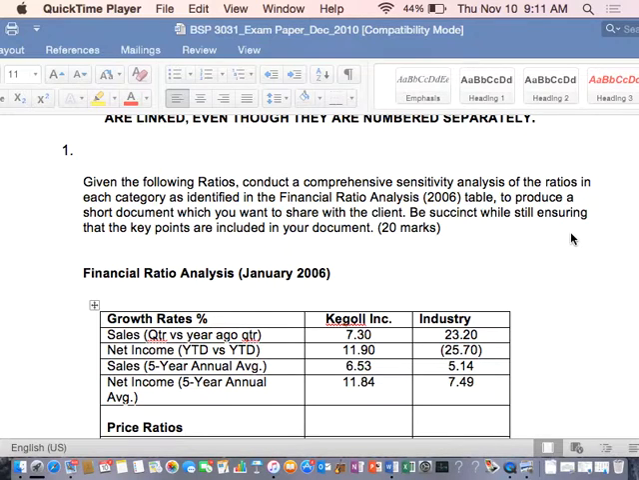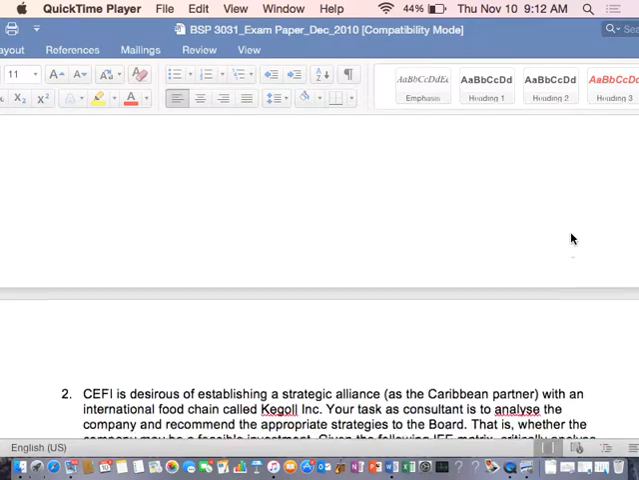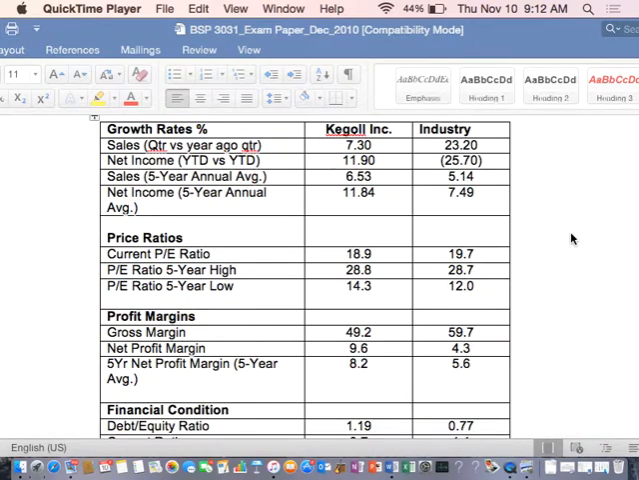So it says, given the following ratios, conduct a comprehensive sensitivity analysis of ratios in each category as identified in the financial ratio table to produce a short document which you want to share with the client. So you're a consultant. Be succinct while still ensuring that the key points are included in your document, right? And this is what we went through last time. So that's similar language. Of course, the question is going to be different.